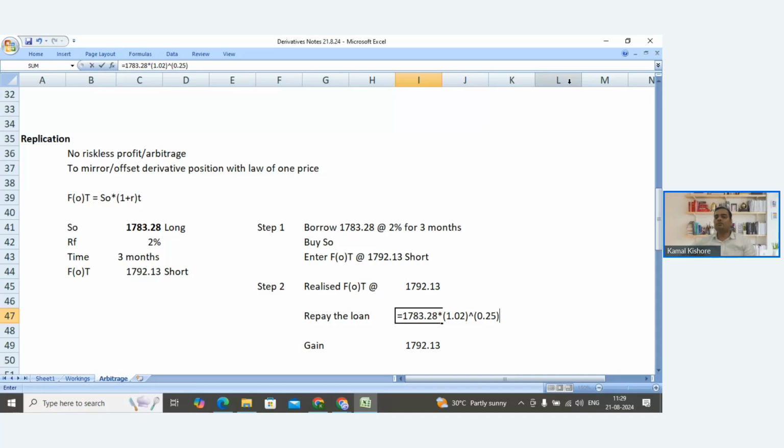6.5? What is 6.5? First key in 1.02. Press y power x, that key above number 9. Then key in 0.25 equals. You will get some number. What is that number? 1.02 power 0.25. How much?